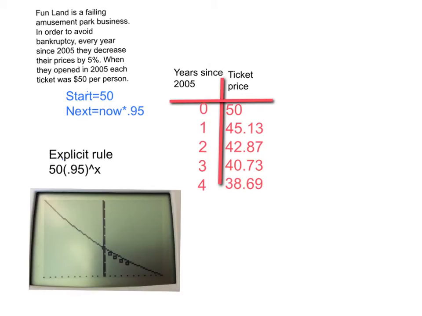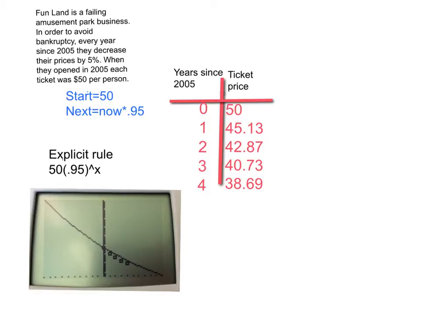Okay, this is our exponential decay problem. Funland is a failing amusement park business. In order to avoid bankruptcy, every year since 2005, they decreased their prices by 5%. When they opened in 2005, each ticket was $50 per person. So you start off with $50 per ticket, and each time you have to decrease by 5%. So you use the explicit rule, and it's 50 times 0.95 raised to the x power.